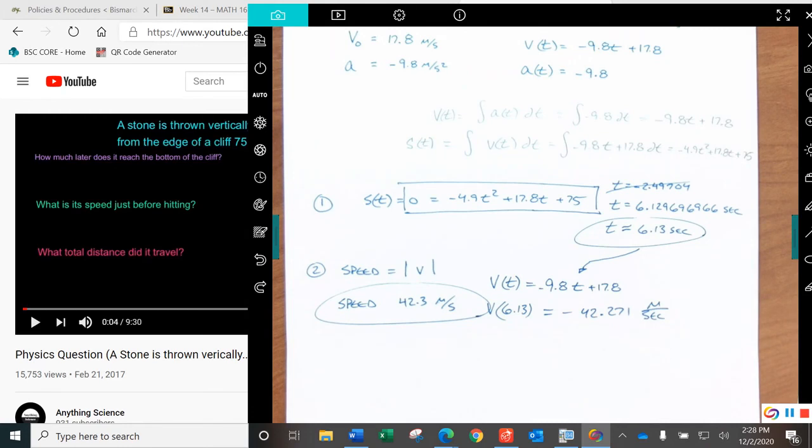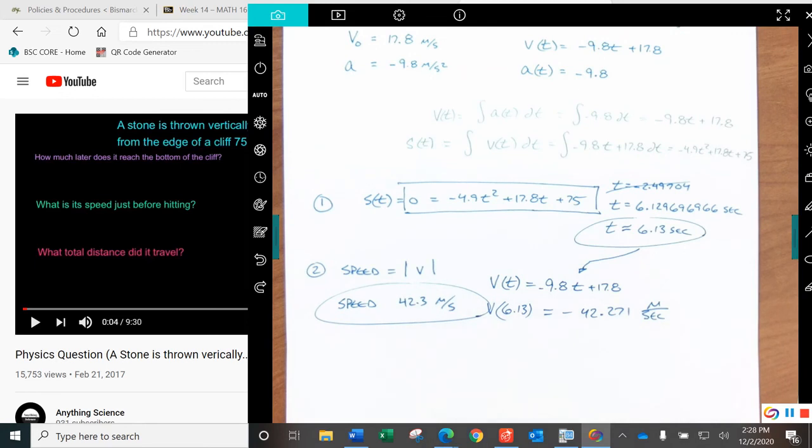Well, we can do this one pretty easily as well. It's asking for total distance, and if it had asked for displacement, we would know the total displacement is going to be negative 75 meters because it dropped down, hit the ground at 75 meters. So if it said displacement, it's going to be negative 75. But it asks for total distance, so we have to account for the stone going up and then coming back down and then all the way down till it hits the ground.